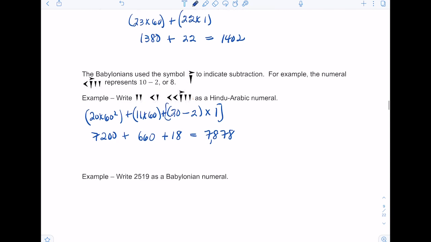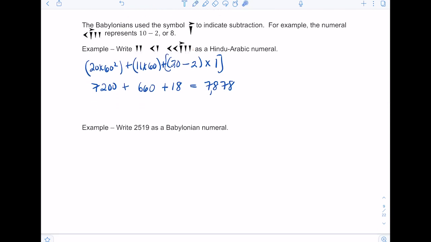Now, what if I want to take a number that's Hindu Arabic and express it as a Babylonian numeral? I kind of have to go backwards now. To go from Babylonian to Hindu Arabic, we multiplied. Now we're going to go backwards, so we're going to divide whenever we want to write Hindu Arabic as Babylonian. We're going to divide by the largest positional value that's less than or equal to that number. Remember that the Babylonians had a base 60.